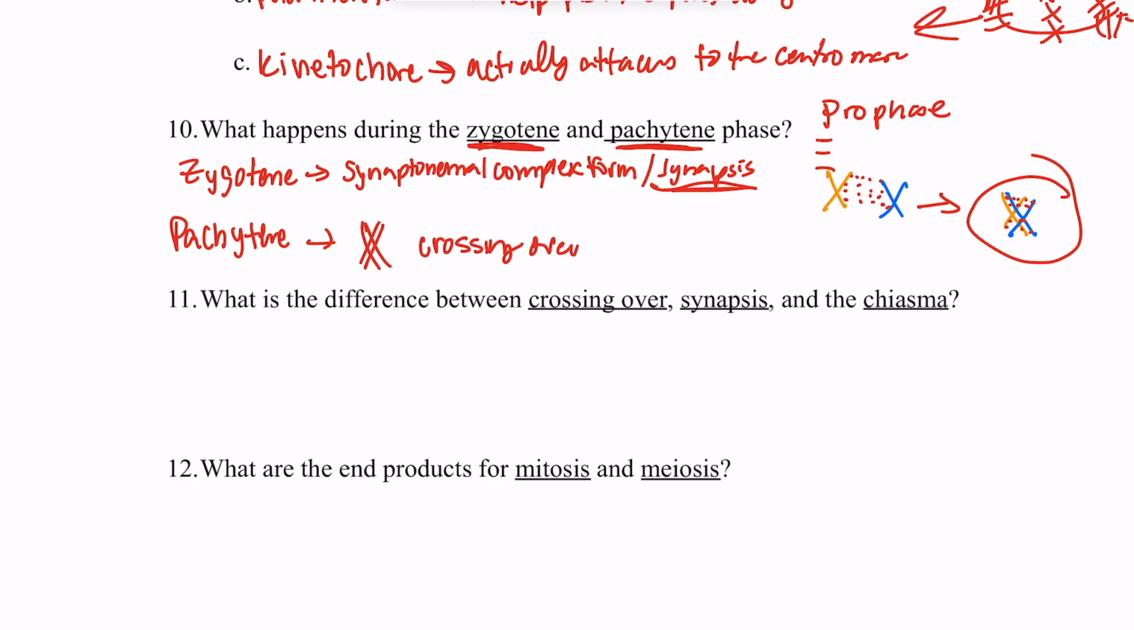This is highly, highly testable. I'd put a big star next to it. This is just simple memorization. Zygotene, synapsis. Pachytene is going to be crossing over.